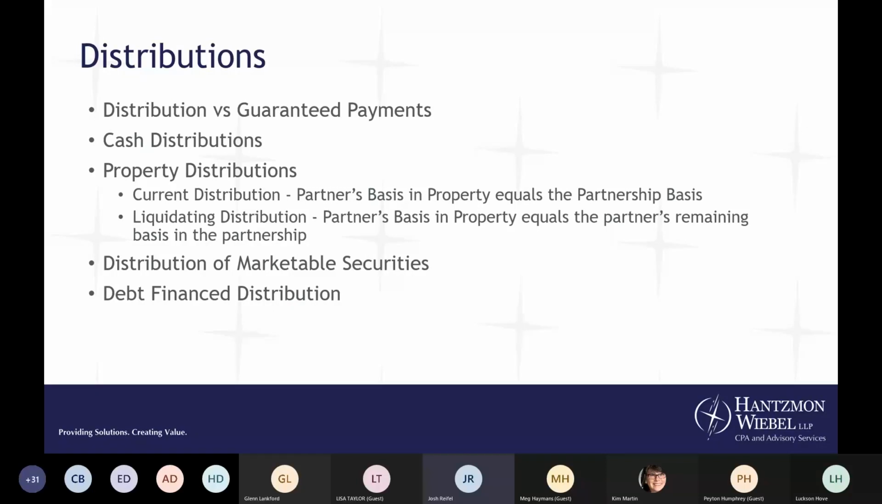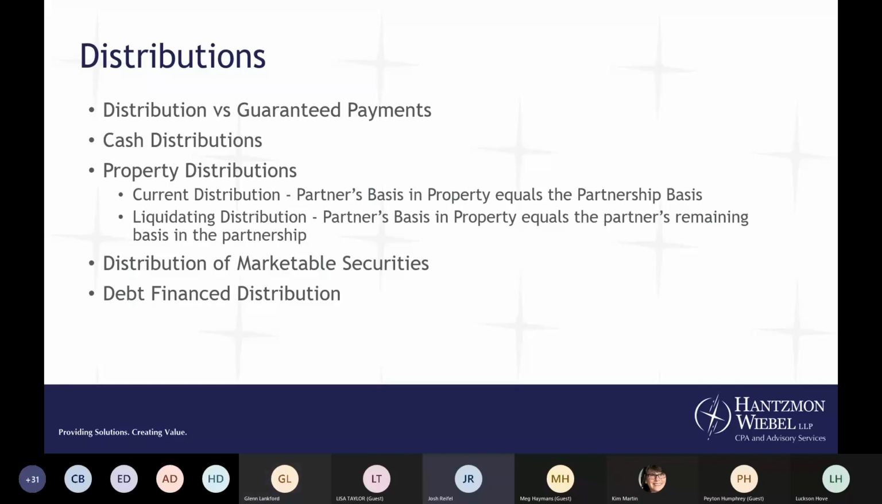So in terms of how distributions affect basis, cash distribution is pretty easy. If you get cash, you reduce your basis by the amount of cash you receive, because the basis of cash is the same as fair market value. So if you get $100 in cash, your basis reduces by $100.